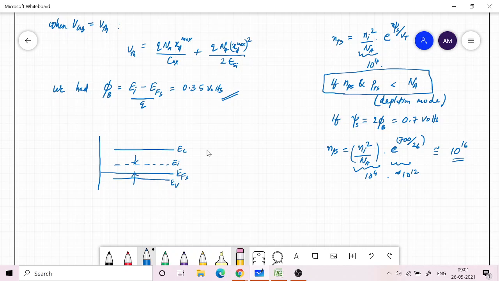So phi b is this, q into phi b. So 2 times that much it will bend. So that means it will come somewhere here. The amount by which it is above the Fermi level, by that amount it will come below the Fermi level. So it will be like this. Bending will be this much. And similarly all others will also bend by 2 phi b. So this is 1 phi b, 2 phi b. So somewhere here.